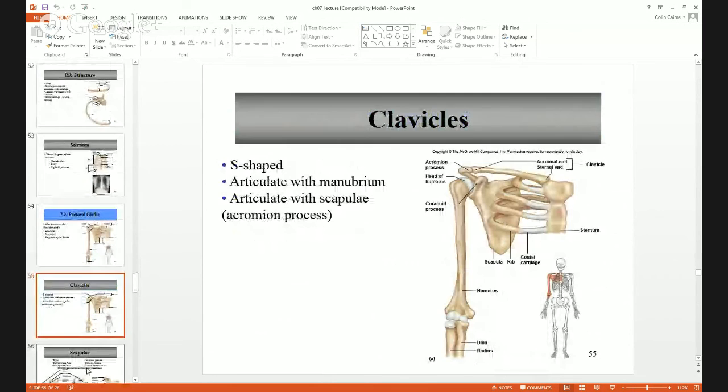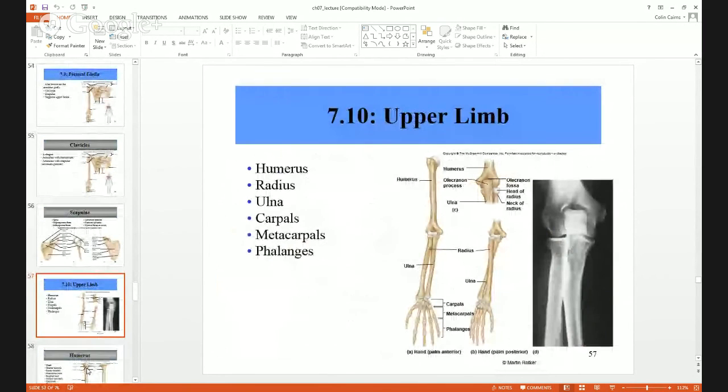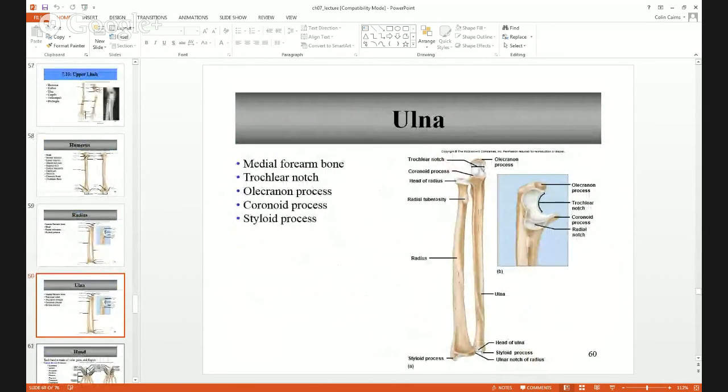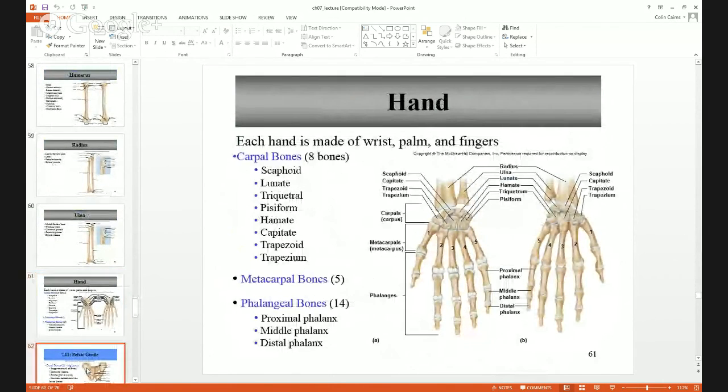And we're just going through the different bones of the body, so I really don't want to get into this because chapter 8 is coming up.